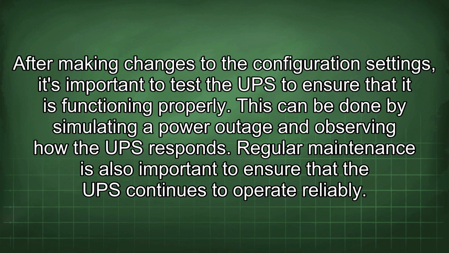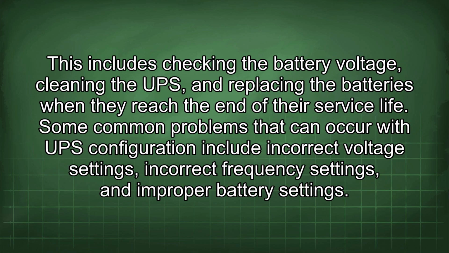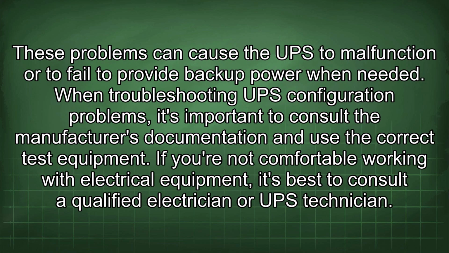Regular maintenance is also important to ensure that the UPS continues to operate reliably. This includes checking the battery voltage, cleaning the UPS, and replacing the batteries when they reach the end of their service life. Some common problems that can occur with UPS configuration include incorrect voltage settings, incorrect frequency settings, and improper battery settings. These problems can cause the UPS to malfunction or to fail to provide backup power when needed.